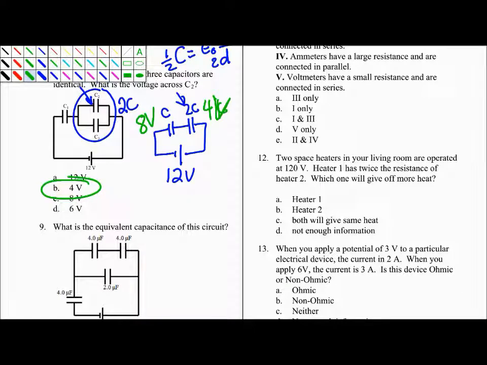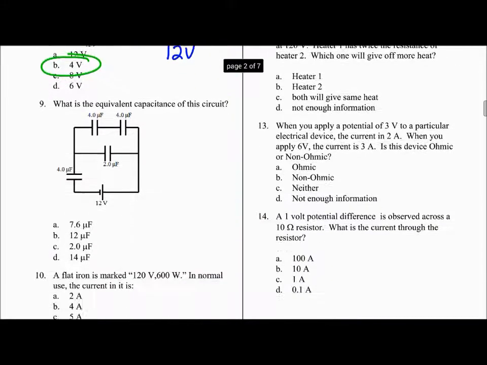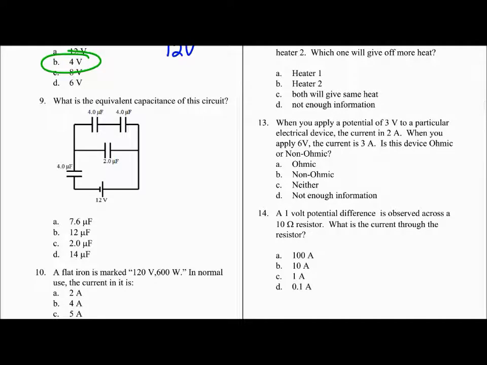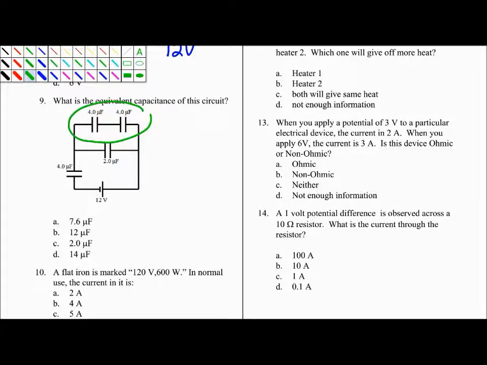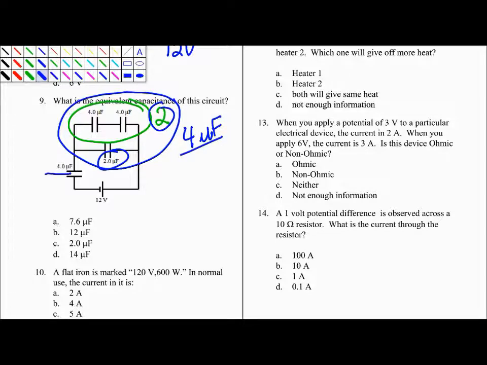What is the equivalent capacitance of this circuit? Okay, I start with these two. That's 1 over 4 plus 1 over 4. That's equal to 2. And then I combine that with this one. That's the 2 and the 2 is 4 microfarads. And then I'm left with a 4 in series with a 4. That's 1 over 4 plus 1 over 4. That's equal to 2 microfarads, so C is the right answer.